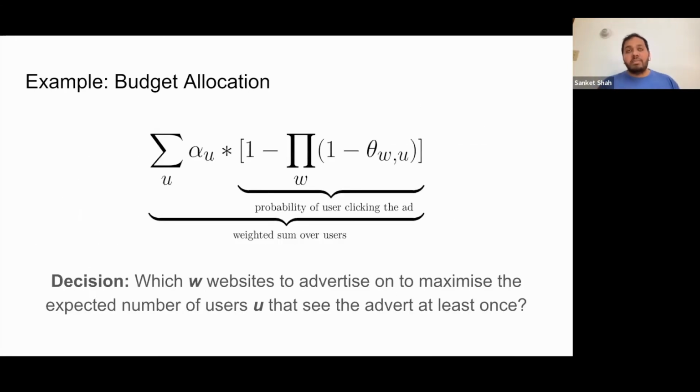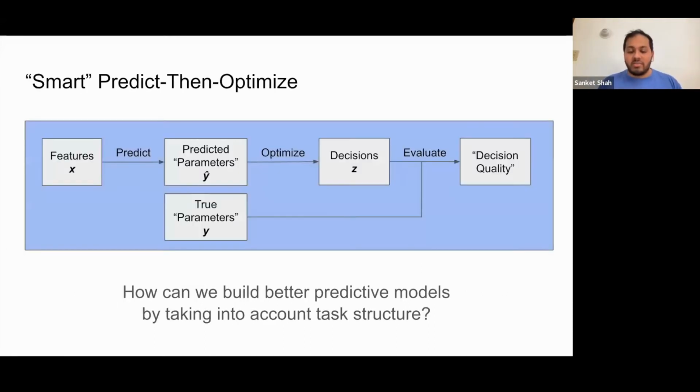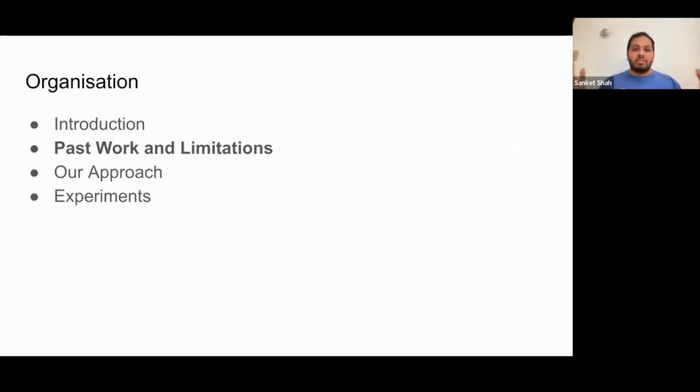And then how do you use these predictions? You solve an optimization problem to choose a subset of W websites from the overall space of websites such that you maximize the expected number of people that actually see the advertisement. There's a slightly complicated formula, but that's all we're trying to do. And the question that predict and optimize, or smart predict and optimize, or decision focused learning is asking is, if we know that our predictions are going to be used in this very specific way for this very specific purpose, can we tailor our predictive models for this specific task? So this is the high level pitch of predict and optimize problems.